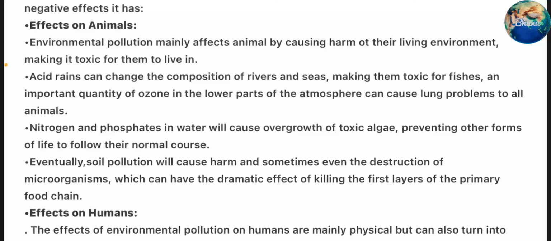An important quantity of ozone in the lower parts of the atmosphere can cause lung problems to all animals. Nitrogen and phosphates in water will cause overgrowth of toxic algae, preventing other forms of life from following their normal course. Eventually, soil pollution will cause harm and sometimes even the destruction of microorganisms, which can have the dramatic effect of killing the first layers of the primary food chain.